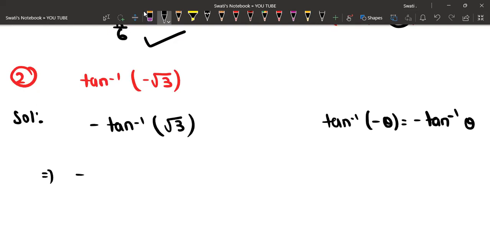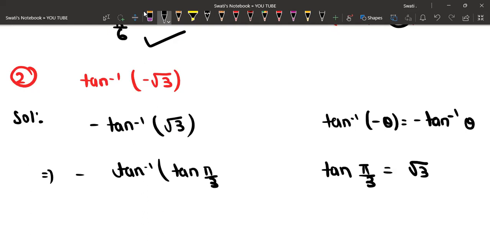Now I can write this as minus tan inverse, as it is. We know that the value of tan 60 is root 3. That means the value of tan pi by 3 is root 3. So instead of root 3, I can write tan pi by 3.